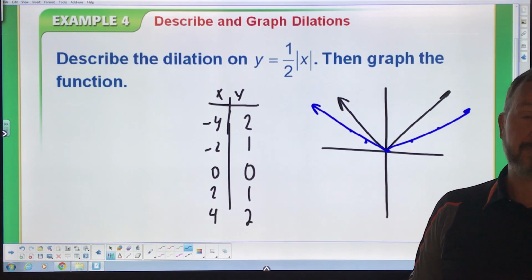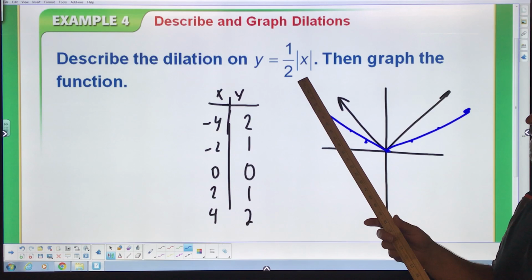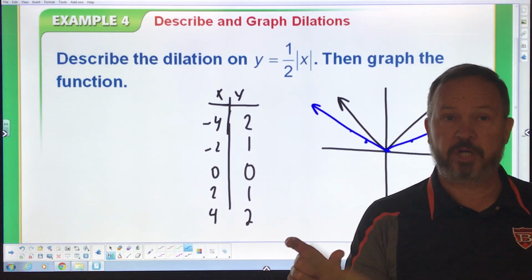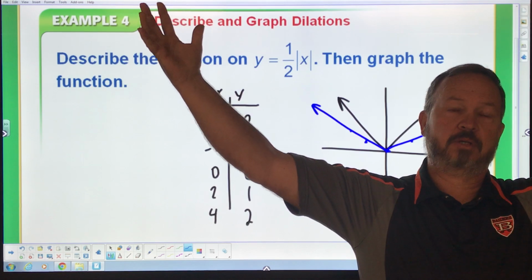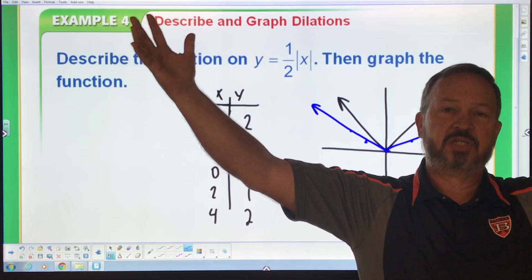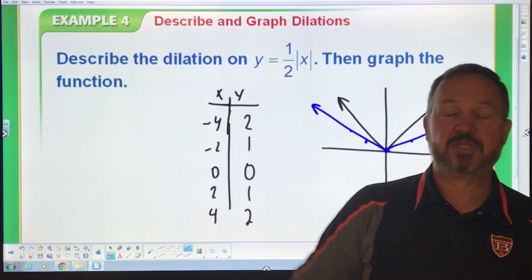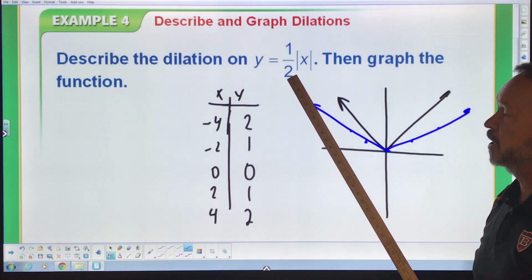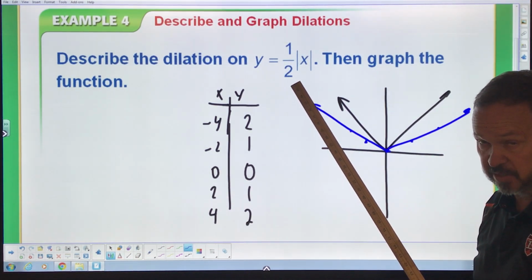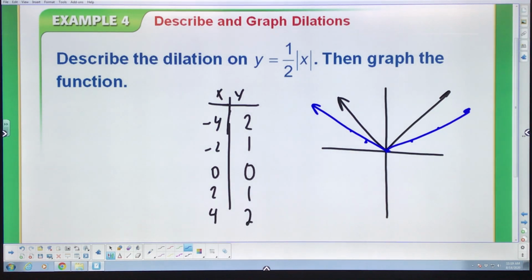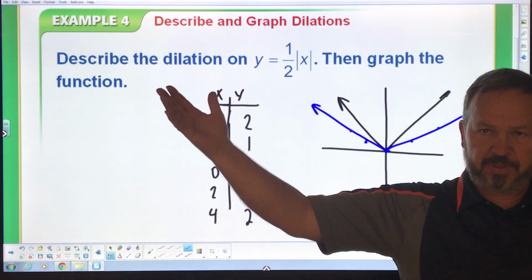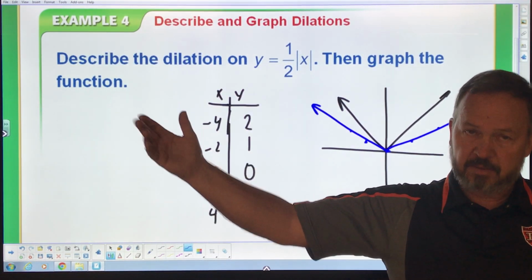And maybe remember with parabolas that when you have an a that is between 0 and 1, it compressed it, pushed it down. And that's what happens here. In other words, y is going to go up half as fast as it did in the original parent function. And so you can see that's what happens. It pushes it down, right?